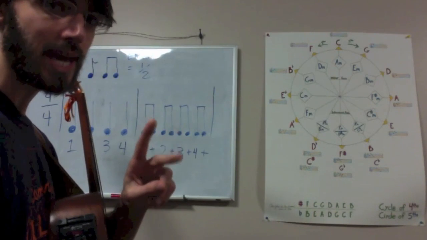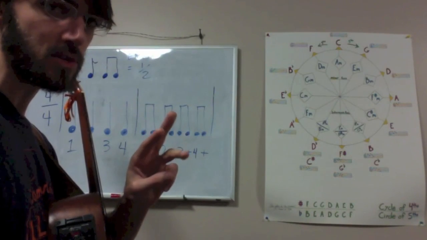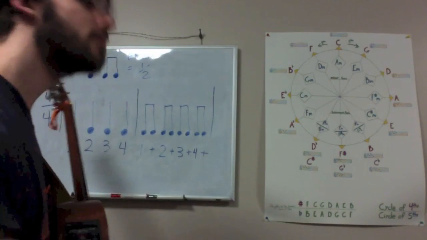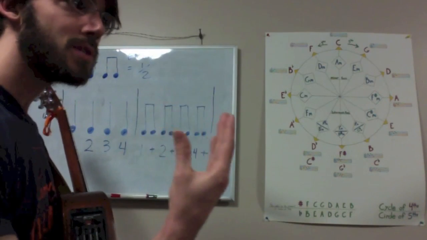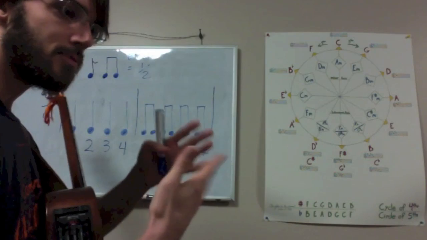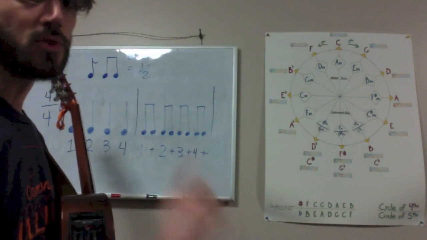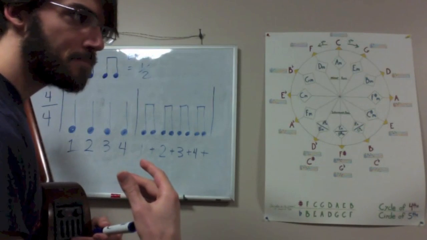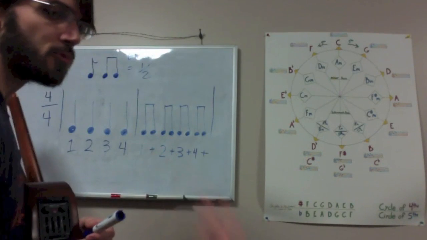Beat 1 and then the and of 1, and then beat 2 and then the and of 2 and so on. And the only reason we have to do that is because we're talking about notes that are so small that we can fit multiple notes into one beat. Alright, so this is where, up to now, we've been talking about rhythm in general.